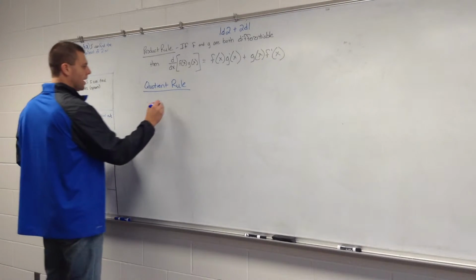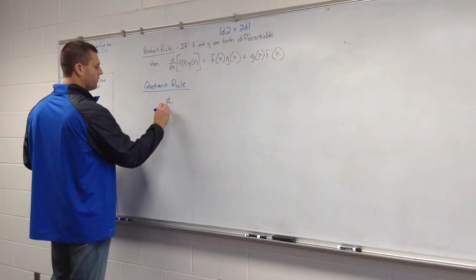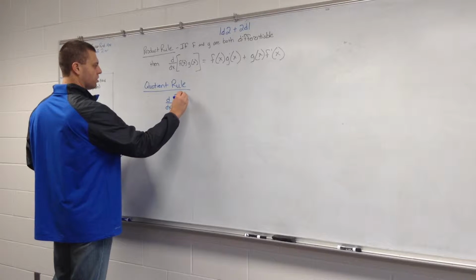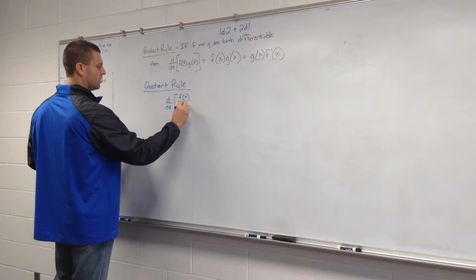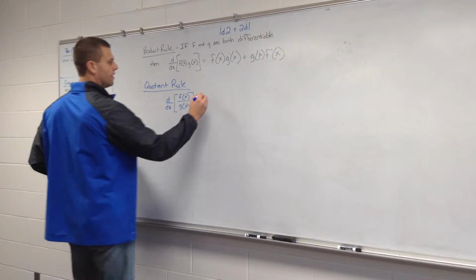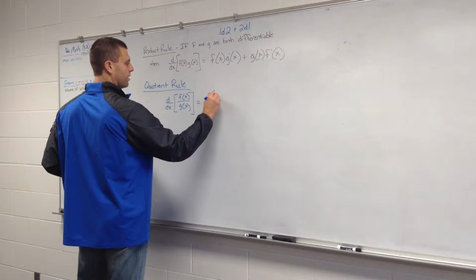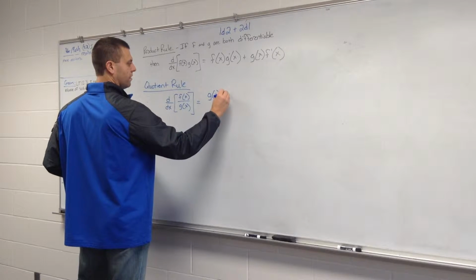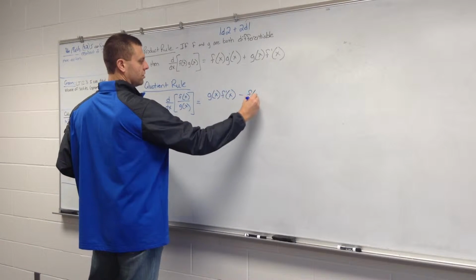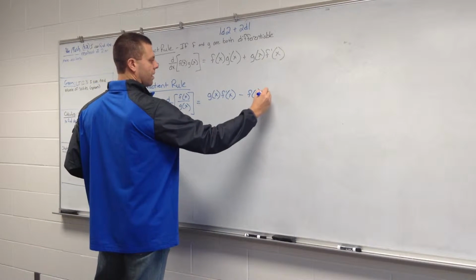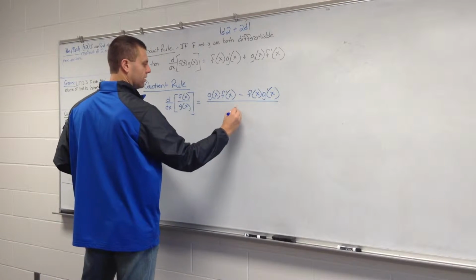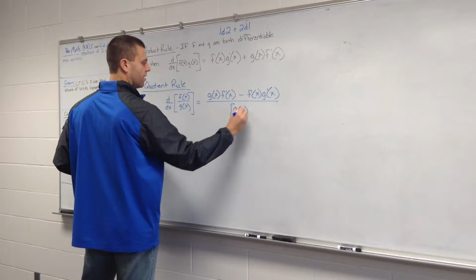Okay. But if you're going to take the derivative with respect to x of a function divided by another function, the way you will do that is take the bottom function times the derivative of the top, minus the top function times the derivative of the bottom, all over the square of the bottom.